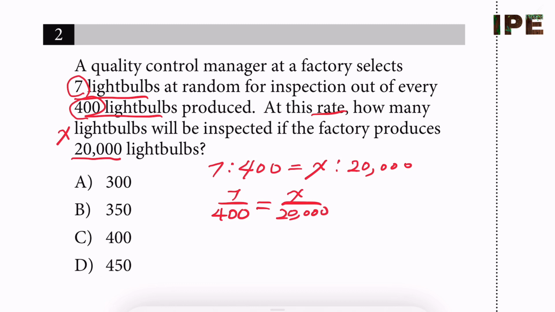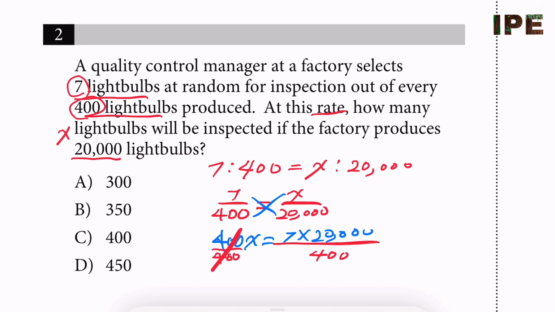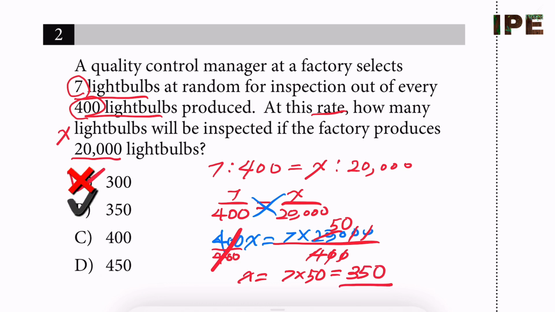So change to a fraction: 7 over 400 is equal to X over 20,000. And you can use what? Cross multiplying. So 400X is equal to 7 times 20,000. And then divide by 400 on both sides. Cancel out, so 20, 20. 4 times 1, 4 times 50. So X equals what? 7 times 50, which is 350. It's a very simple ratio problem. Let's go to the next problem.